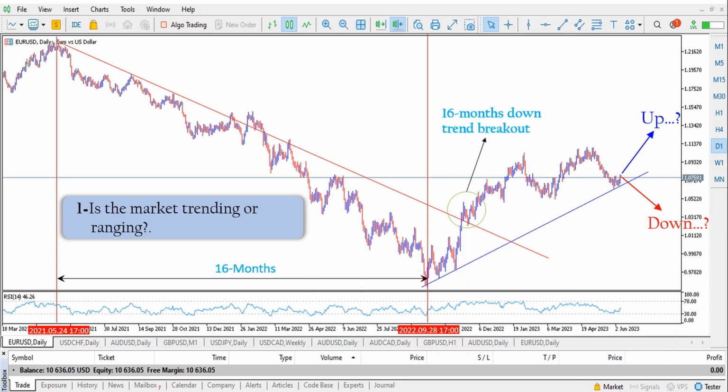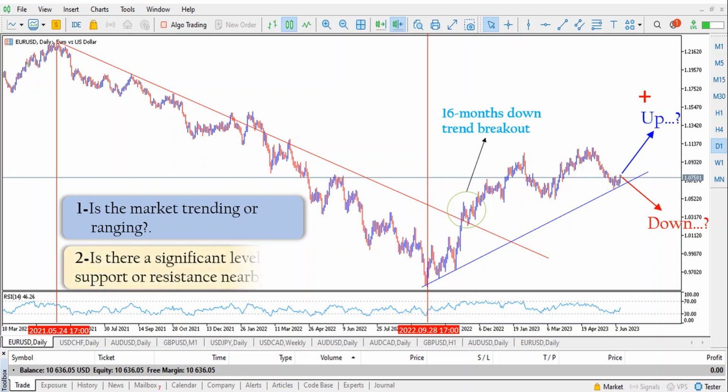So now that I understand that the market is trending and our trend is upward, I will give one plus sign to the upside. So now I understand that the market might go up, but I'm still not sure, so I have to refer back to the checklist. Is there a significant level of support and resistance nearby? Now I have to determine the closest support and resistance to my entry point, which is the current price.